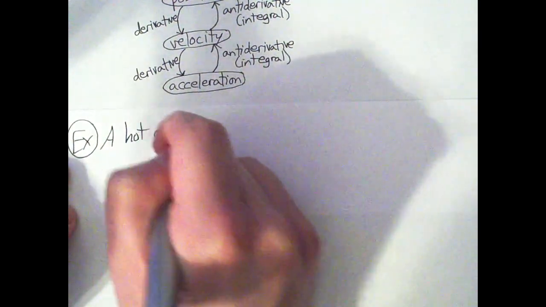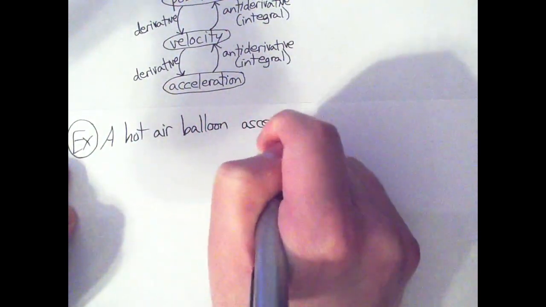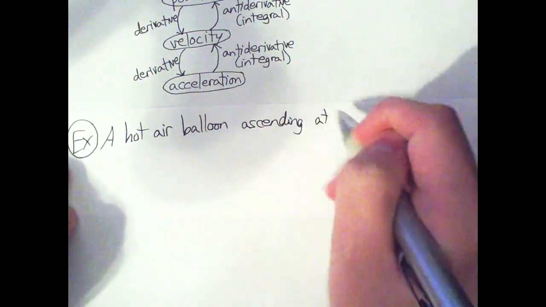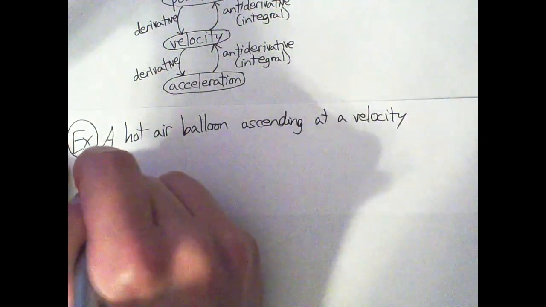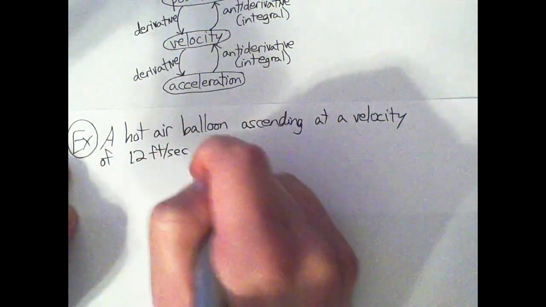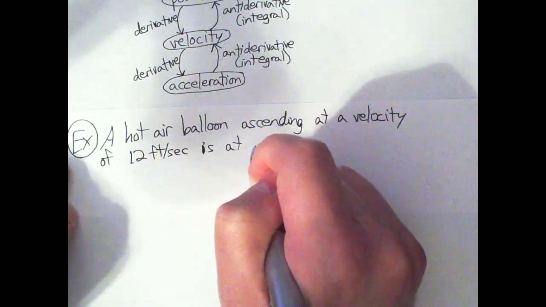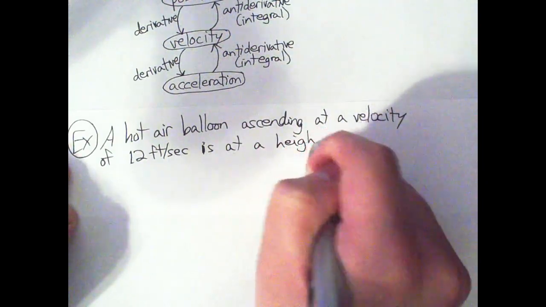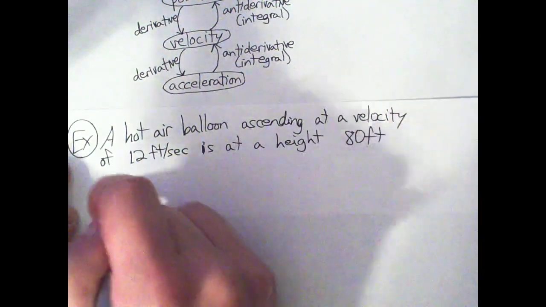A hot air balloon ascending at a velocity of 12 feet per second is at a height 80 feet above the ground.